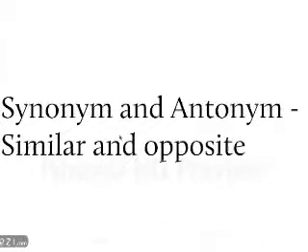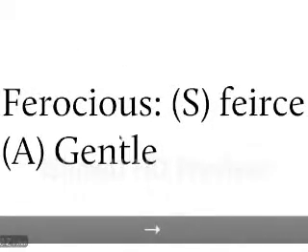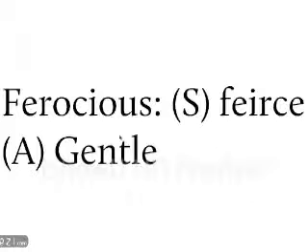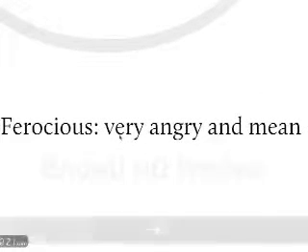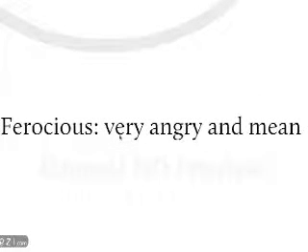Ways that we could do this include synonyms and antonyms. The students will have to find words that are similar and the complete opposite of the words given. For example, if the word was ferocious, we could use fierce as a synonym and gentle as an antonym. Define them using their own words. The teacher will need to model this step a couple of times before the students work independently. The teacher should consider placing an ELL student with a strong, fluent student. If I was given the word ferocious, I could say very angry and mean, and that would be a way of describing the word in my own language.